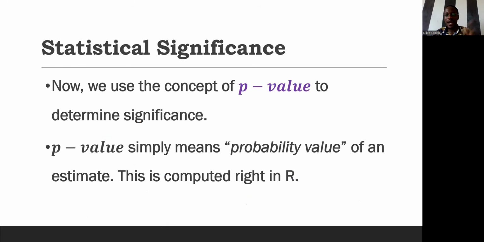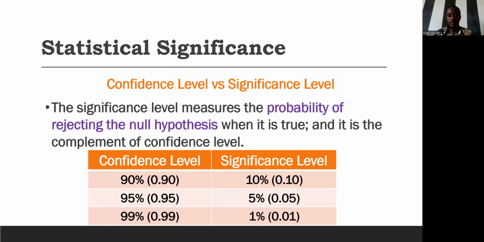It is computed right in R. So that is not the problem. Another thing that we also need to look at is statistical significance. Now we use the concept of p-value. We have heard about this before when we're looking at the early part of statistical inference. So we use the p-value to determine significance. And p-value simply means probability value of an estimate. And this is computed right in R after you have estimated your model.